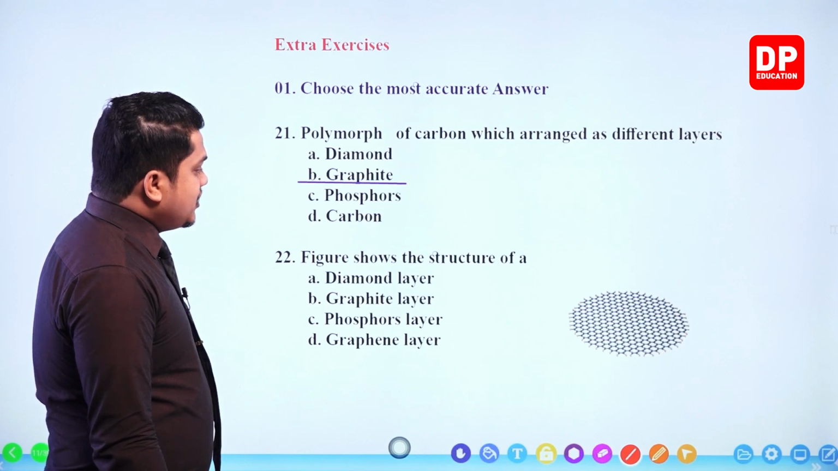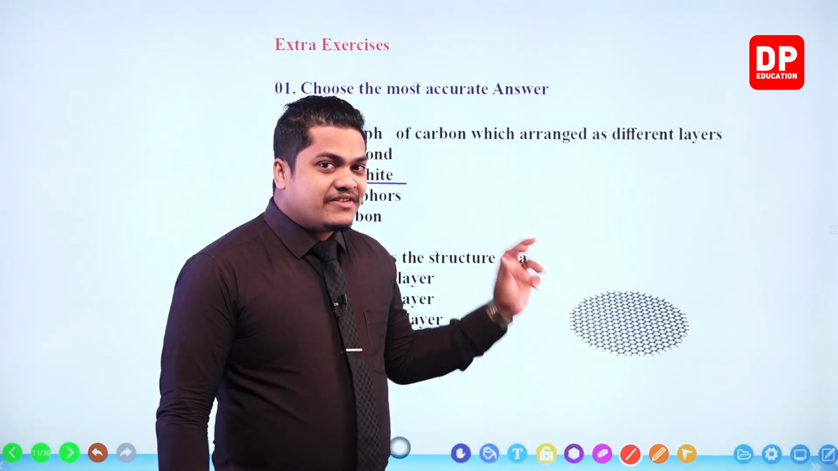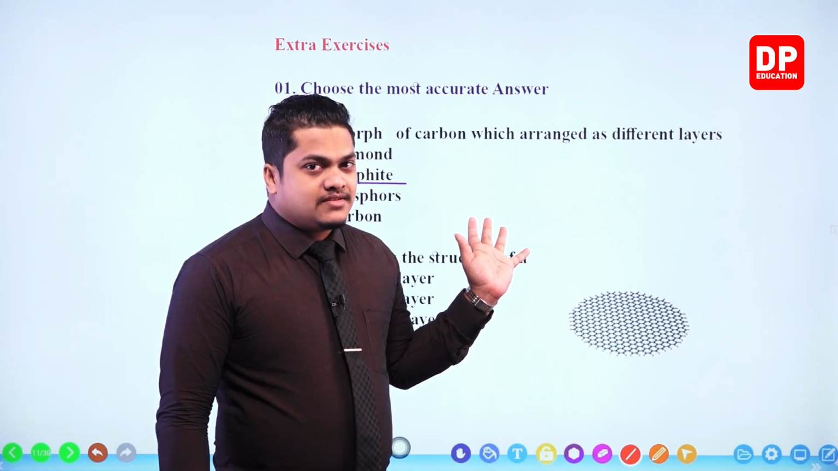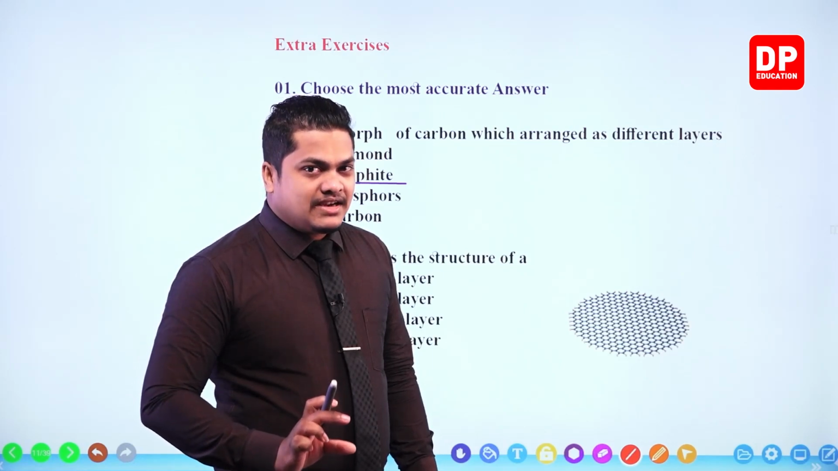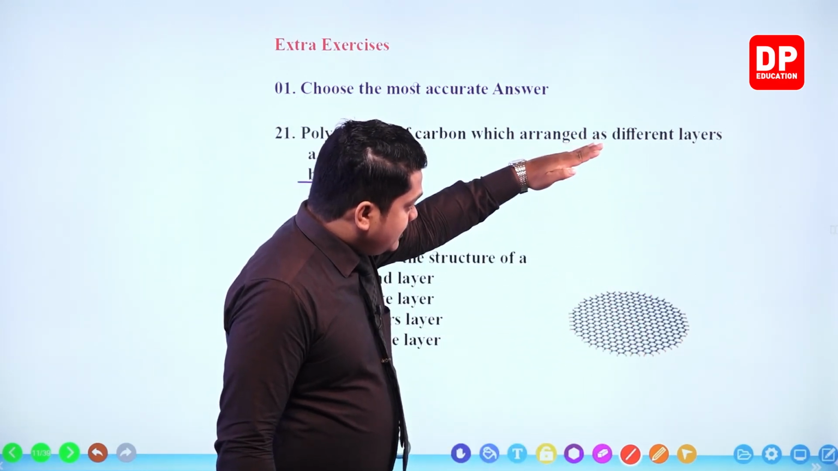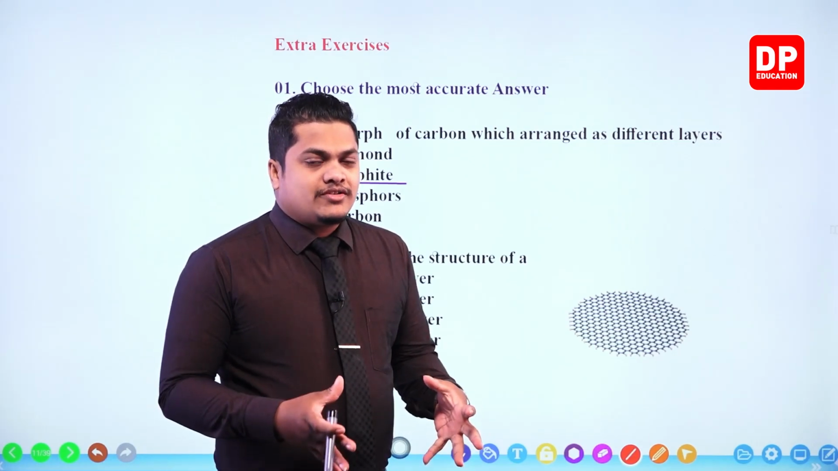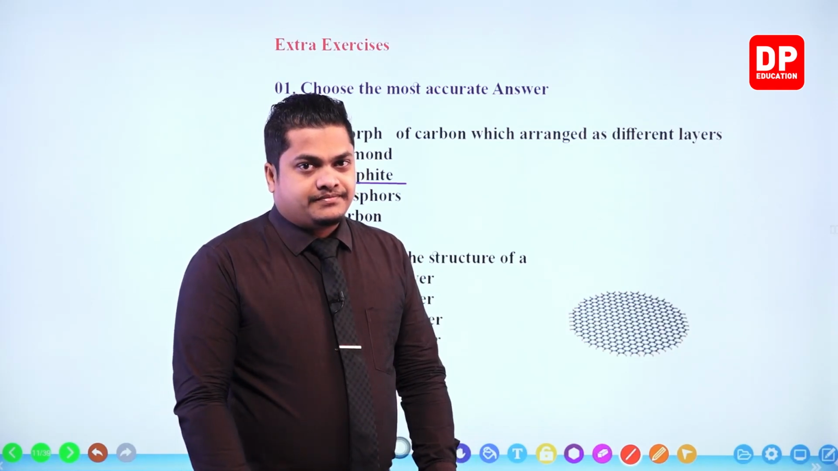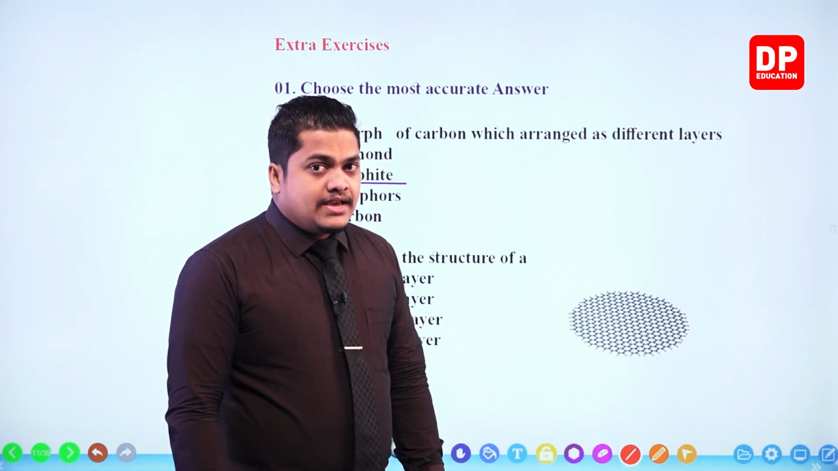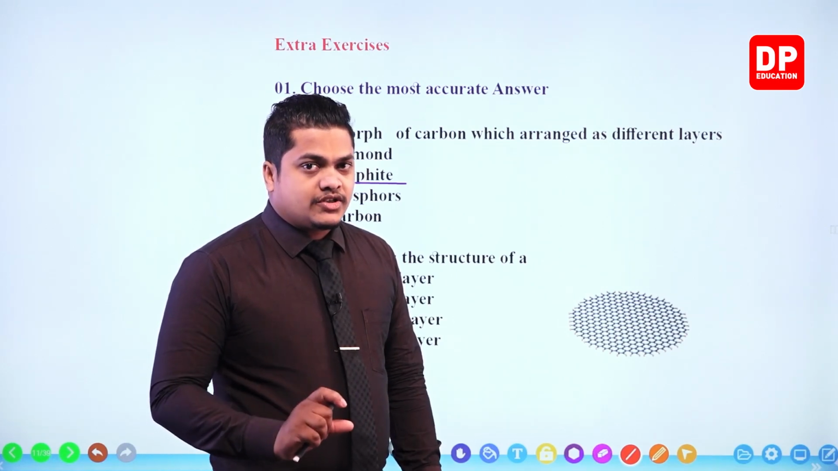Question number 22. The figure shows the structure of a, see, now it is also referring to the previous question. Can you remember we discussed the layer thing over there? So graphite is made up of layers. One particular layer contained within graphite is referred to as a graphene layer. So this is a graphene layer. If a large number of layers like this are collected together, such a structure is referred to as a graphite structure. So graphene means one single layer from the structure of graphite.